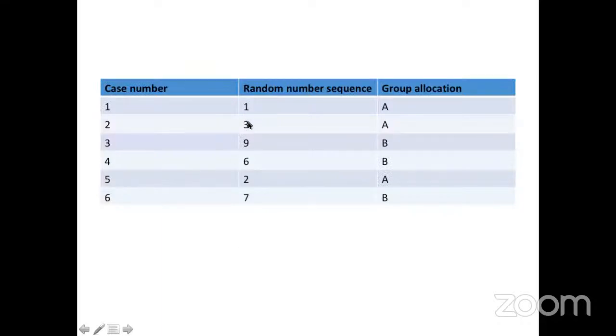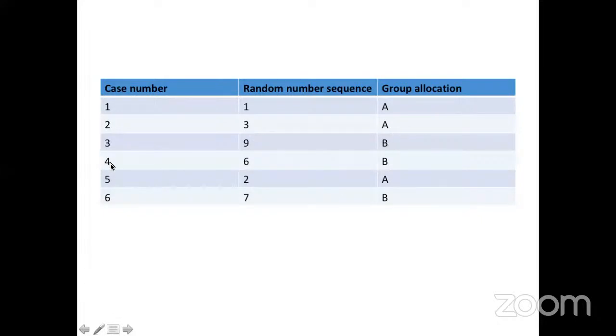So the random number sequence you got is 1, 3, 9, 6, 7. Case number 1, his random number is 1, so he goes to group A. Case number 2, his random number is 3. As we know from the previous slide, it is less than 4, so again he goes to group A. Likewise, patient number 3, his random number is 9. As per our previous rule, 5 to 9 will go to group B, so he will go into group B.